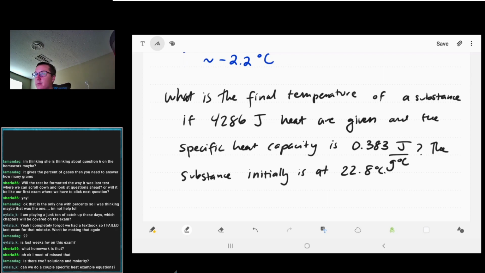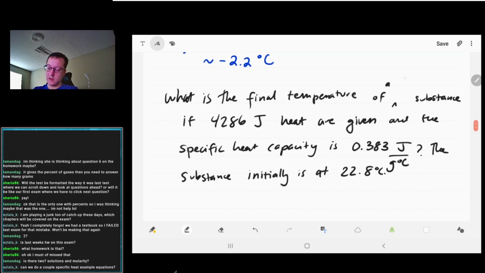Okay. So I have made up a problem with fun random numbers. We're asked here, what is the final temperature of a substance? We're giving it some heat, and we're going to see its temperature change. We're trying to see what the new temperature is going to be. So we're given a specific heat capacity. Oh, I guess we'll also need a mass, huh? Of a 46.2 gram substance.